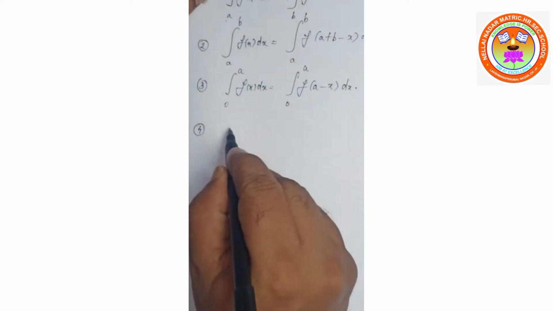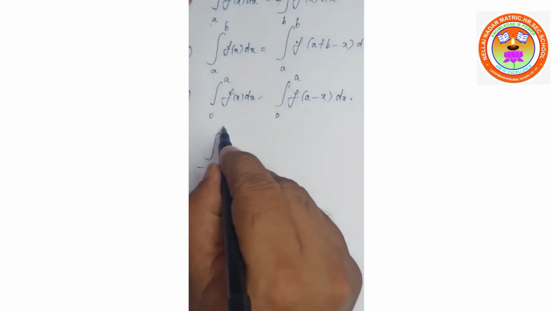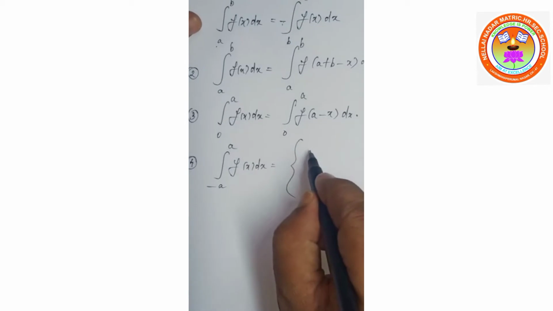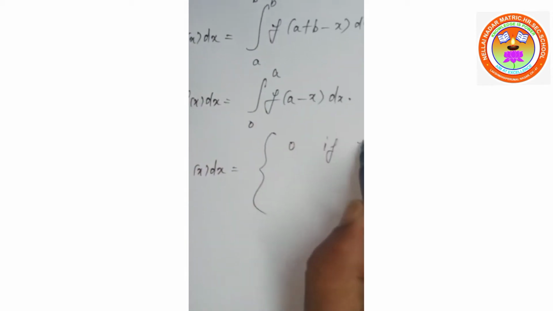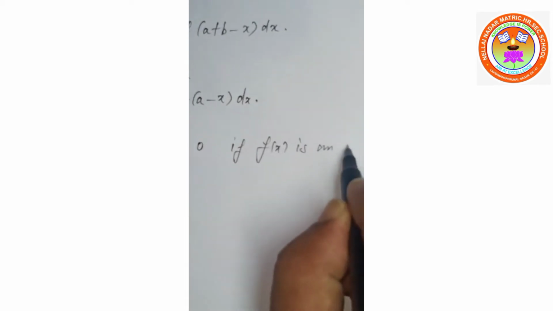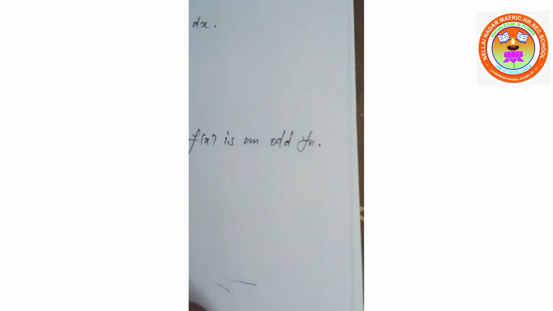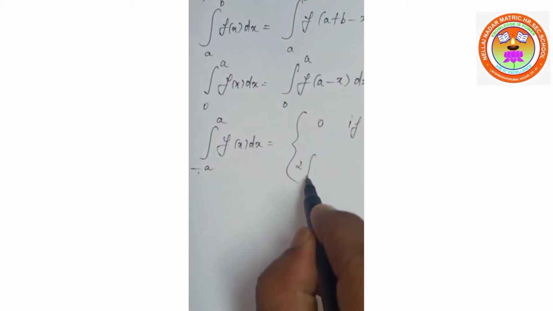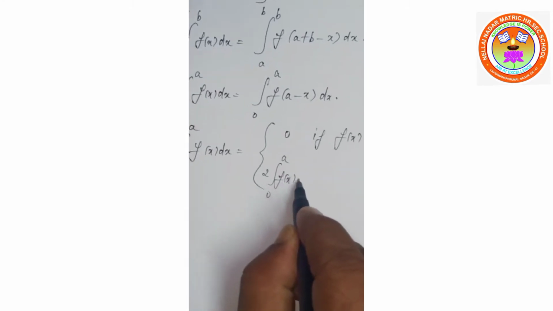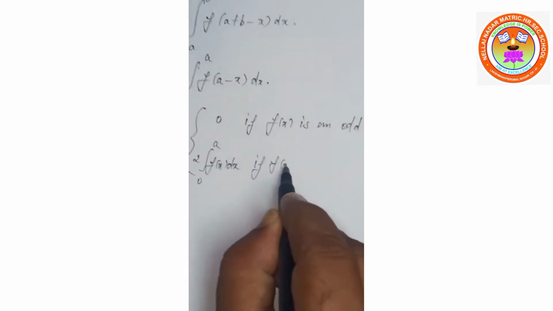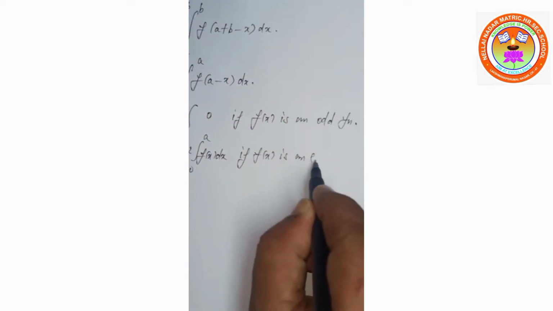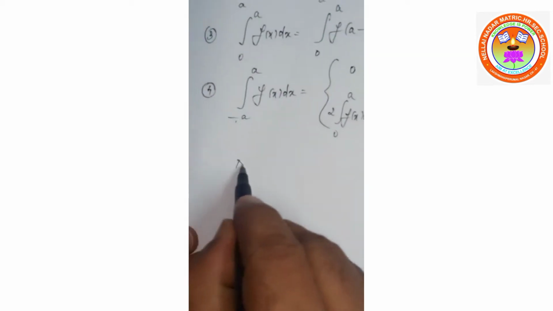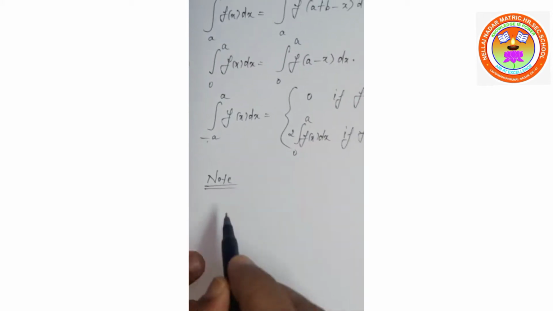Fourth one, integral minus a to a f of x dx equals 0 if f of x is an odd function. Integral minus a to a f of x dx equals 2 times integral 0 to a f of x dx if f of x is an even function. So how will you verify whether the given function is odd or even?